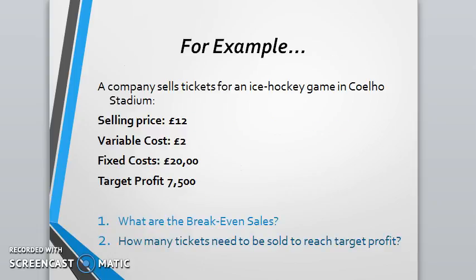So now I'm going to talk you through two examples of how to find the break-even and the target profit. For example, a company sells tickets for an ice hockey game. Selling price is £12, the variable cost is £2, the fixed cost is £20, and the target profit is 7,500.